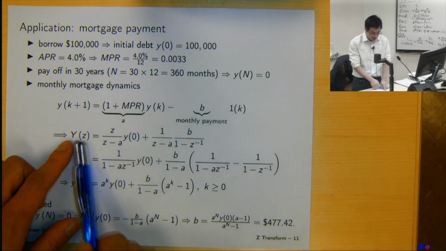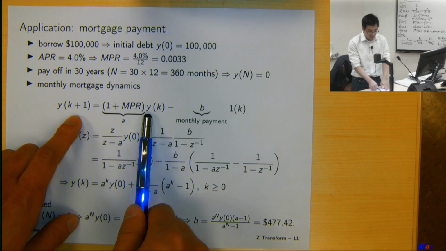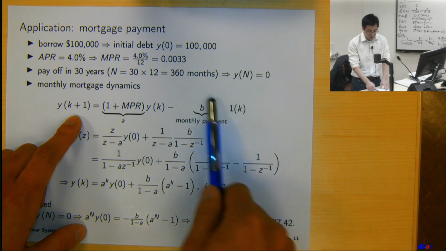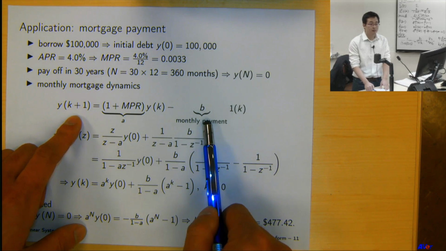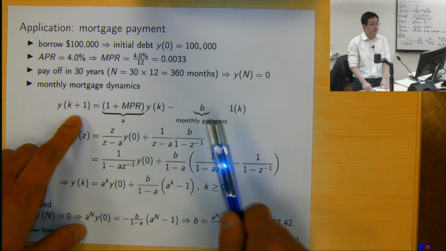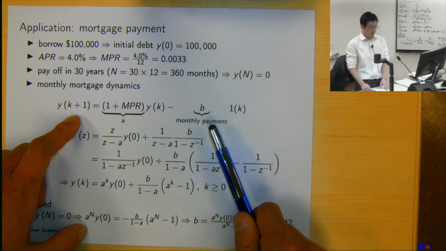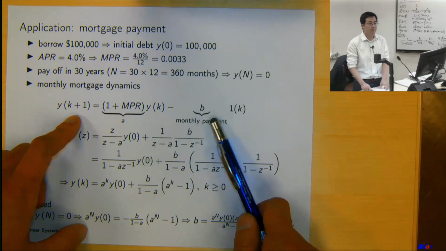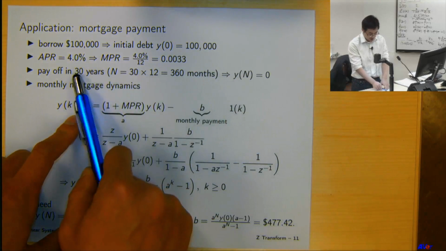Once this is done, we can see this is nothing but a discrete time sequence. And the input is a step function, u[k], but we don't know how much we should pay. We don't know the coefficient yet. We want to identify the best number to put here so that I can pay off exactly in 30 years.